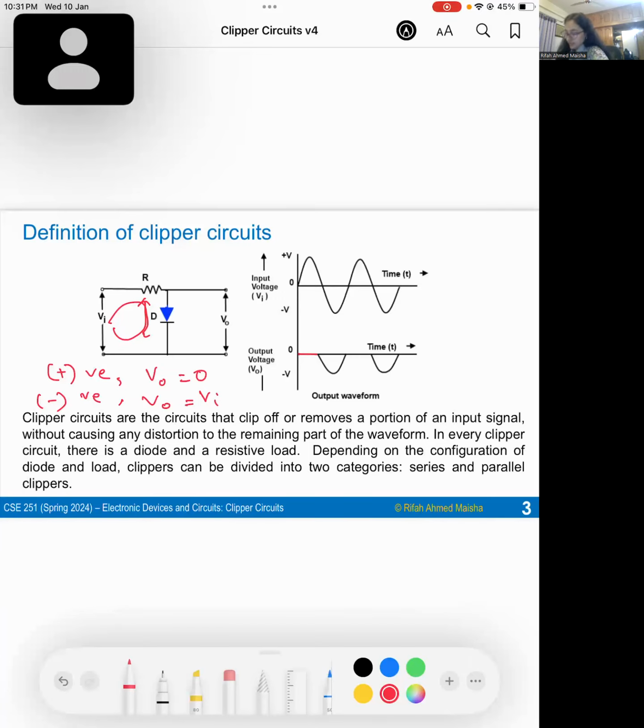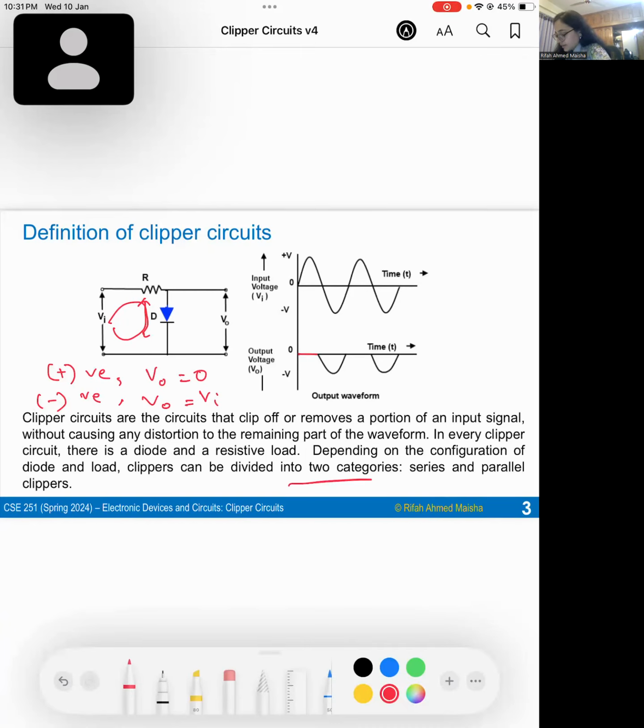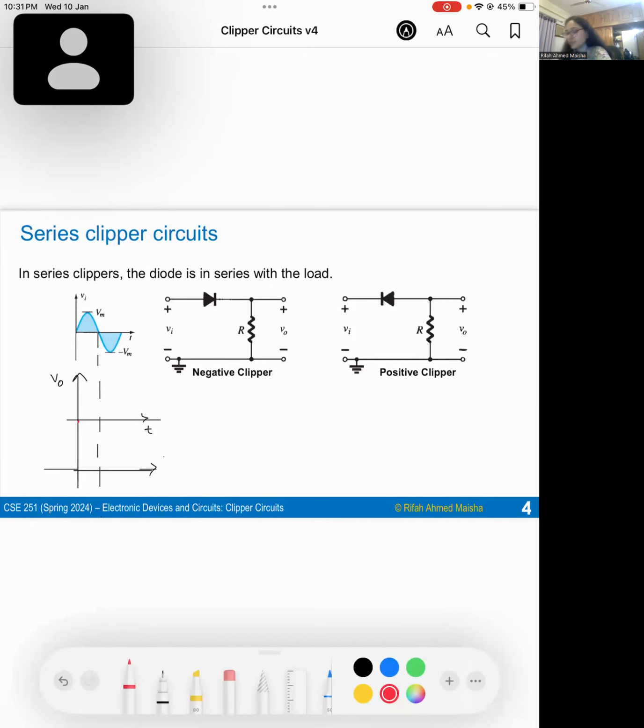Depending on the configuration, clippers can be divided into two categories, such as series and parallel clippers. For series clippers, the diode is in series with the resistive load and the output is taken from the resistance. So in figure 1, if we apply the positive half cycle, the diode is forward bias and short circuit. So applying KVL, we can write that the diode is an ideal diode, that's why the diode voltage is 0. So output equals input.